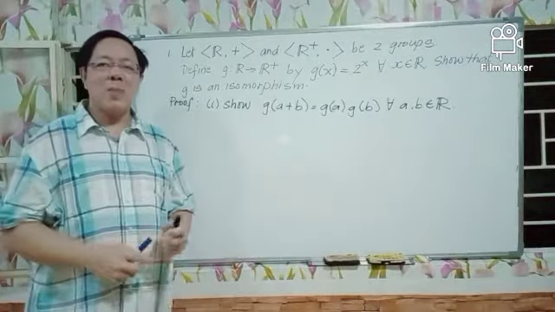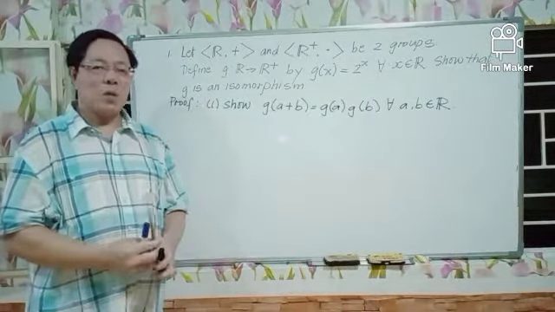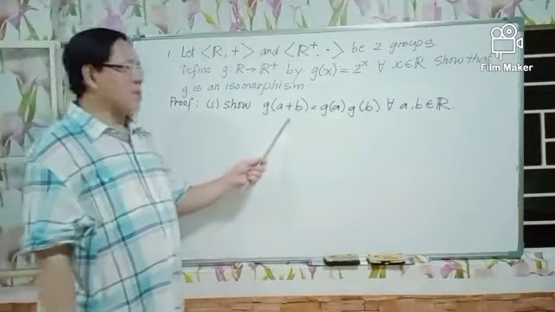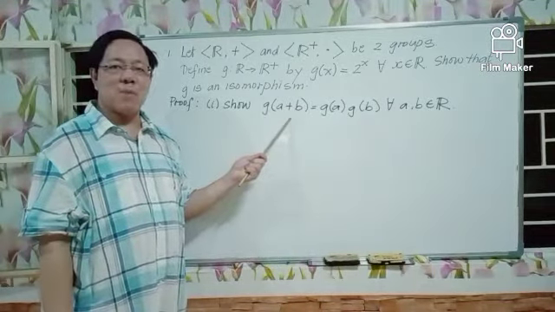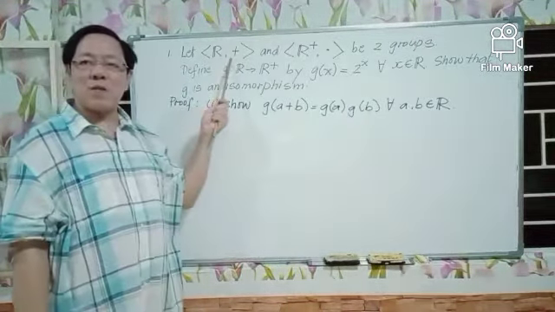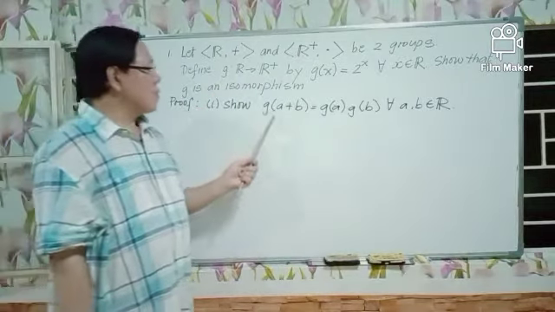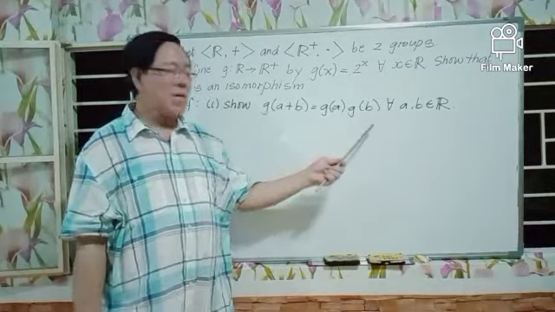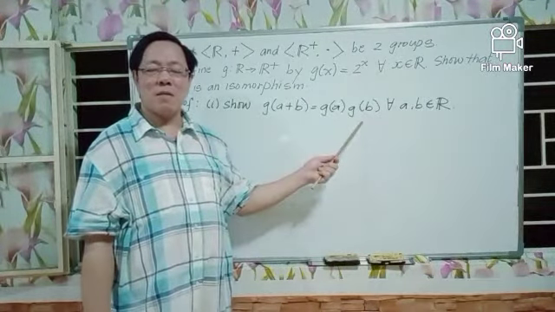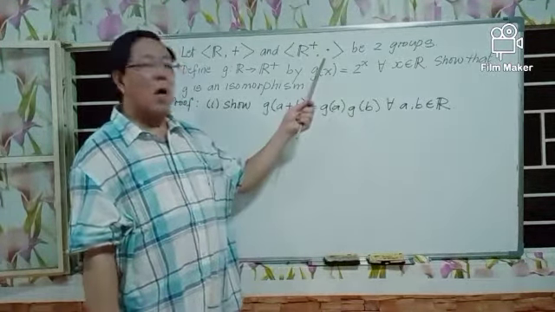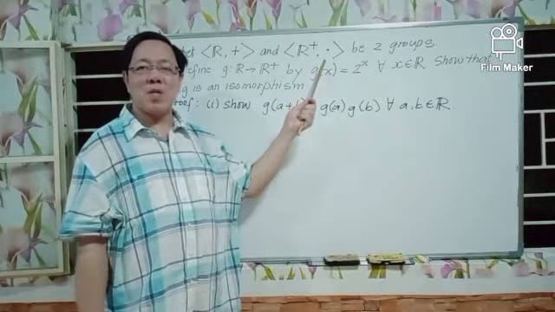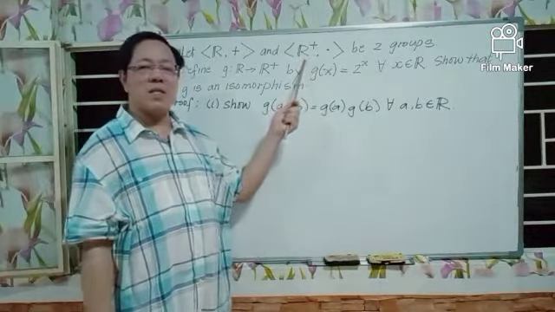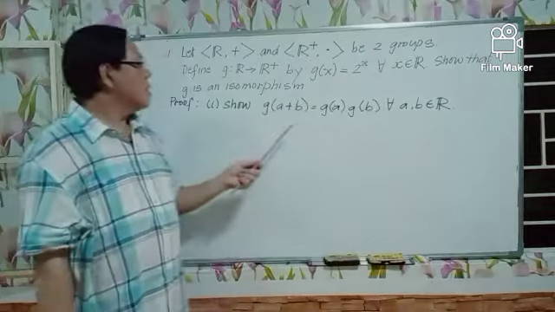From the definition of homomorphism, we must show that g of a plus b, the operation here is addition because the operation in the first group is addition, is equal to g of a multiplied by g of b. The operation at the right hand side is multiplication because the operation in the second group is multiplication on the set of positive real numbers.